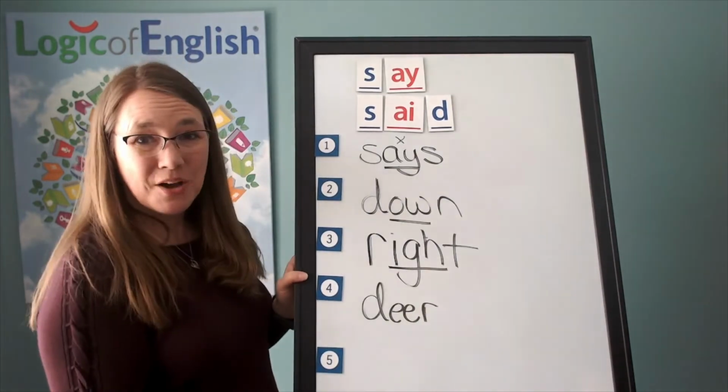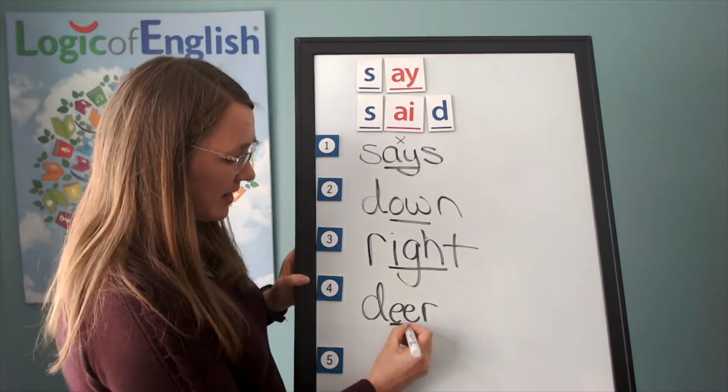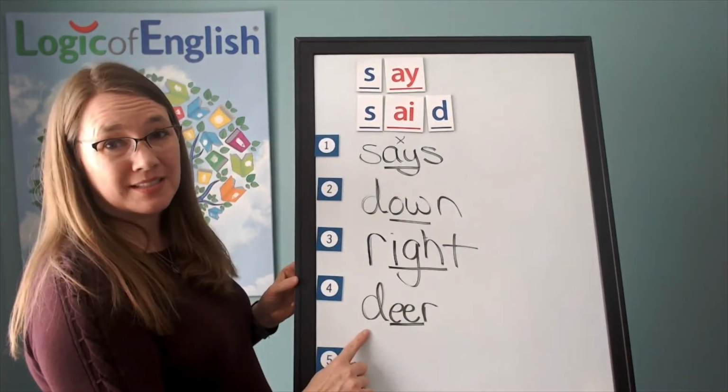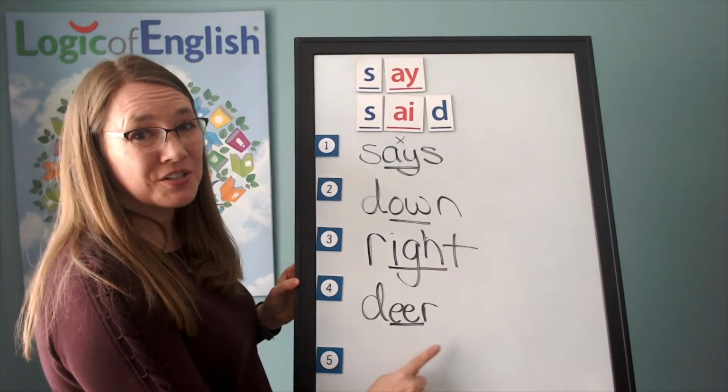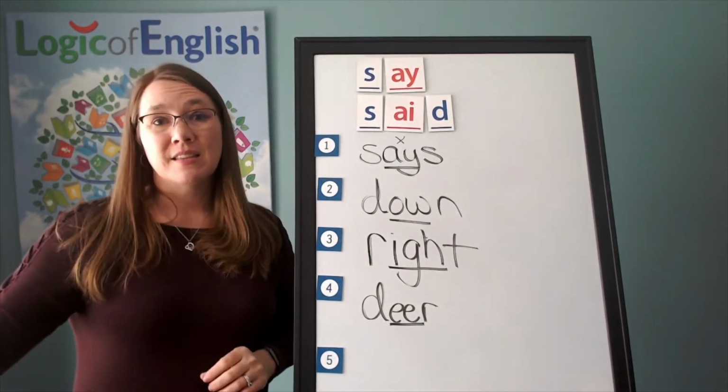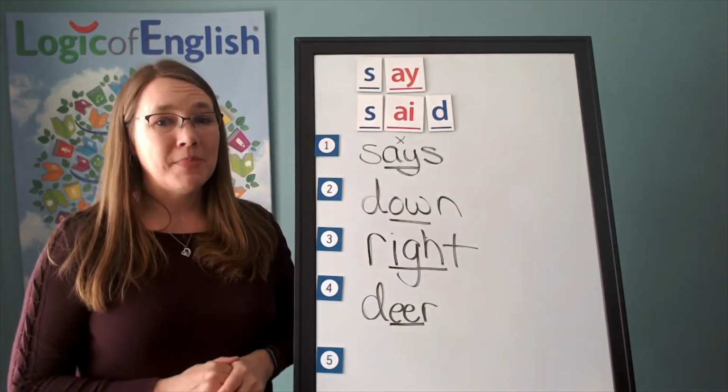D-E-R. And how will we mark it? We'll underline the E. Let's sound it out. D-E-R. Deer. The last word is make.